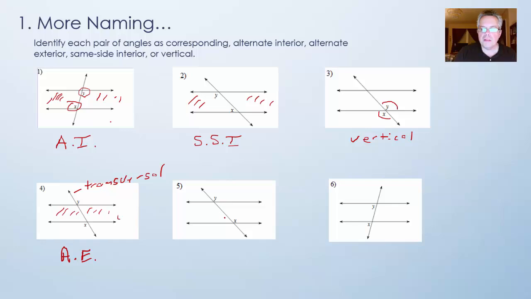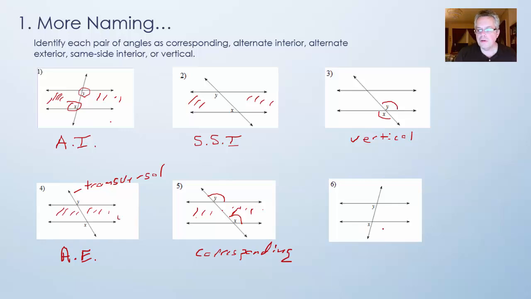Okay, let's keep going. One's on the exterior, one's on the interior. So this is the interior here. That's a good sign that they might be corresponding, and they are. Remember, corresponding means matching. That angle is in the same position as this one. They're in the upper right. So that's corresponding. Their positions match.